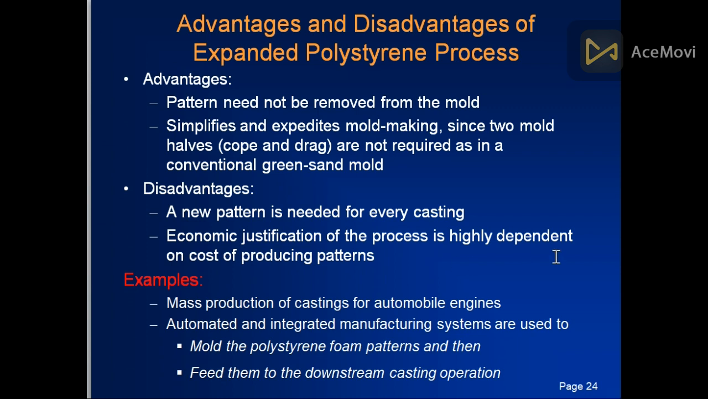The economic justification of the process is highly dependent on the cost of producing patterns, so it is also inexpensive. Examples include mass production of castings for automobile engines. Automobile engines require this process. Automated and integrated manufacturing systems are used to mold the polystyrene foam patterns and then feed them to the downstream casting process.